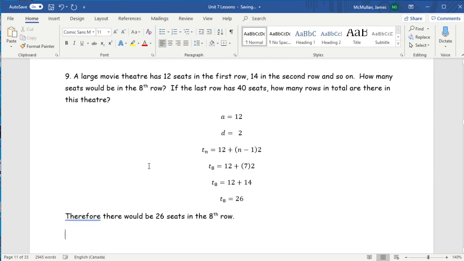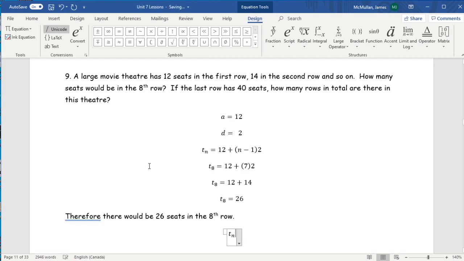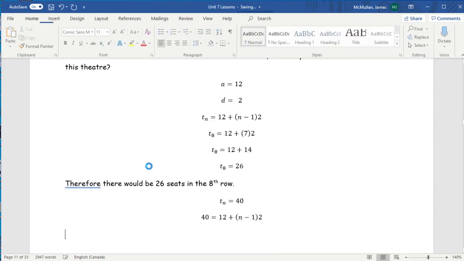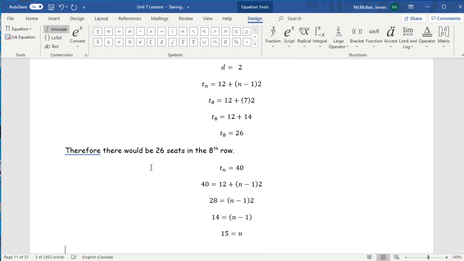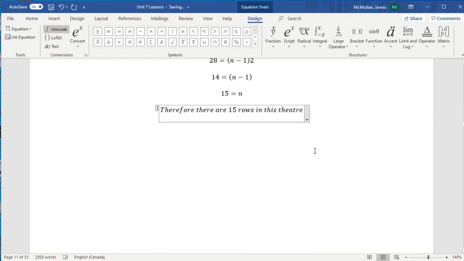Okay, then it says the last row has 40 seats. How many rows are there in total? Okay, so T n equals 40. 40 equals 12 plus n minus 1 times 2. Let's bring the 12 over to the other side. 28 equals n minus 1 times 2. 14 equals n minus 1. And 15 equals n. Therefore, there are 15 rows in this theater. Okay, and each one is 2 higher than the last one.